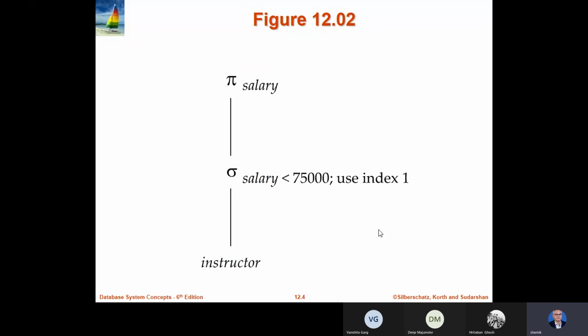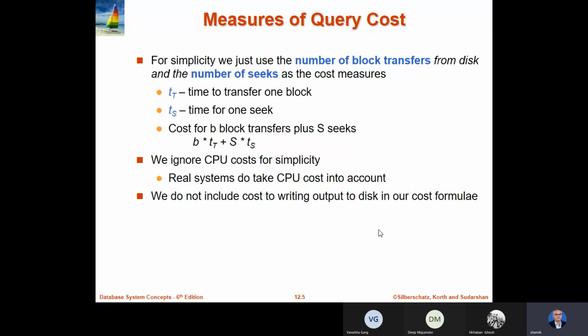Here we are annotating that this pi salary is not going to use any form of index, but this select operation on salary less than 75K will be using index 1, and it is then going to execute on the instructor relation. Now, if we consider the various measures of query cost, there are various measures. Remember that what we are showing here is a somewhat abstract representation. So for simplicity, we just use the number of block transfers from disk and the number of seeks as the cost measure.